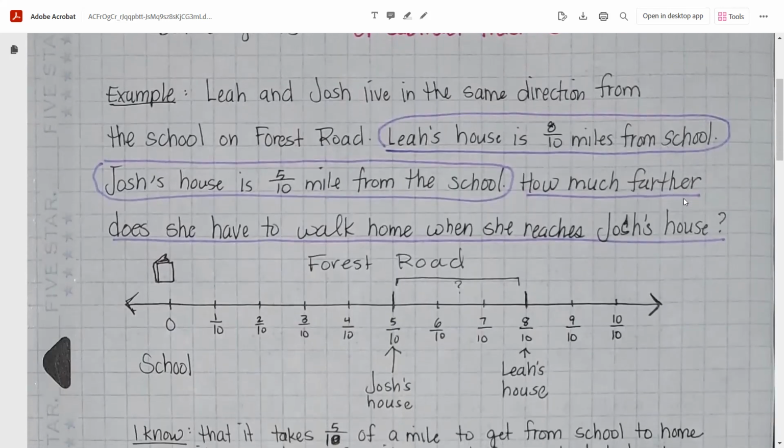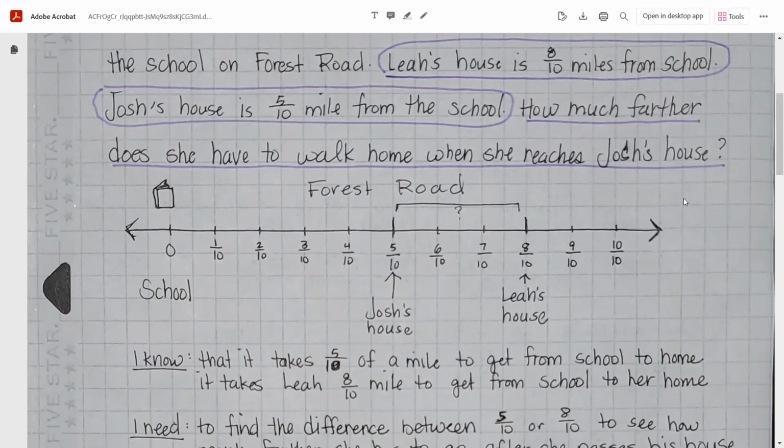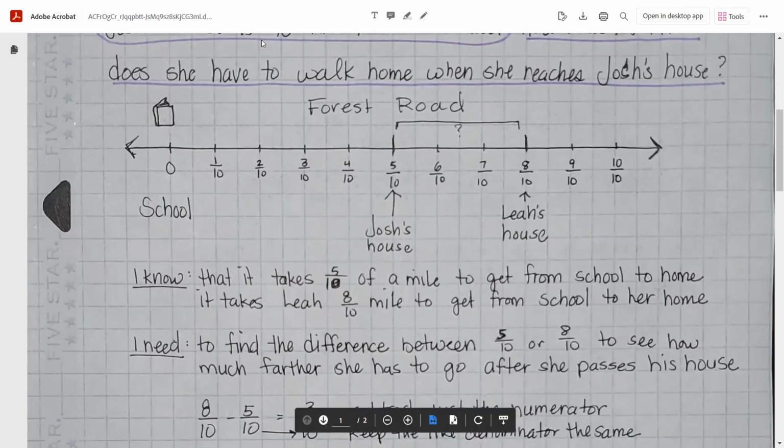So the first thing I did here was I drew it on a number line. And I wrote down what I know. So my number line, I broke it up into tenths. We know that the school, we're going to mark it the 0 point. We know Josh is 5/10 away and Leah is 8/10 away. So what I need to figure out is the space in between. How many more tenths of a mile does she need to walk to reach her house?